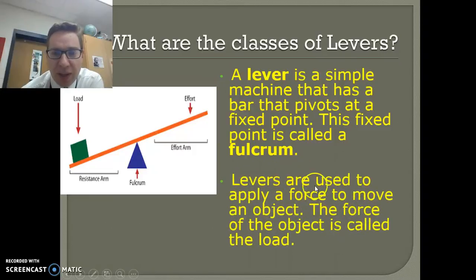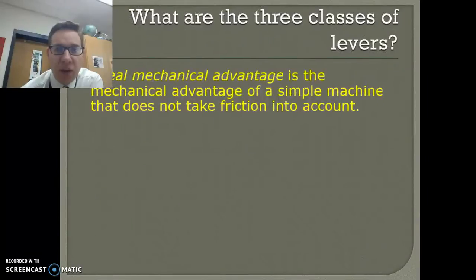Alright, so levers are used to apply force and move an object. That force of the object is called the load. There are three classes of levers. So we're going to talk about the three classes of levers and ideal mechanical advantage.